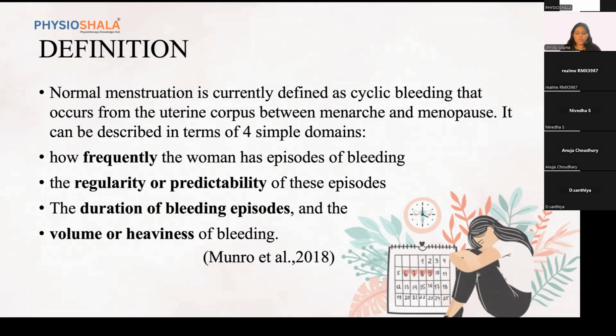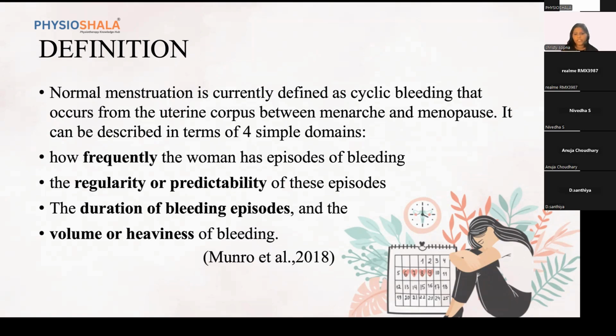The next one is the volume or heaviness. Volume means how many pads she is soaking. Once a girl achieves puberty, she may get 4 days of bleeding and change 4 to 5 pads in a day. After 10 years, if her periods are getting lighter, she is getting only spotting in her pads, or even one pad is not filling, the volume or heaviness of the bleeding is reducing. That means she is getting irregular menstruation.